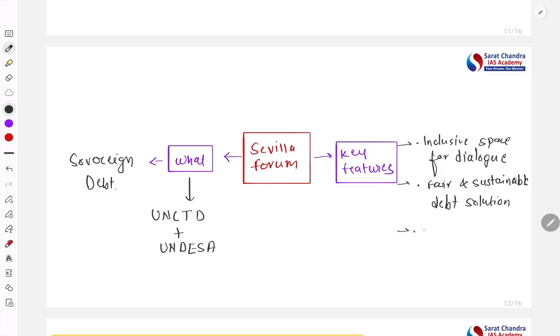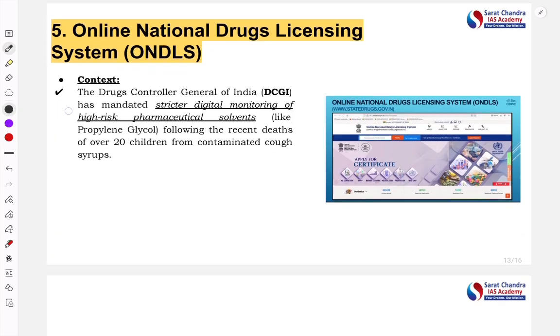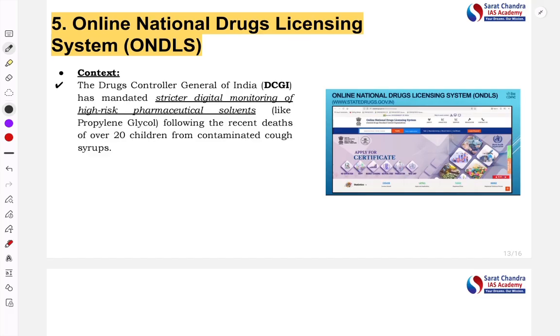Third aspect is that it will create a bridge between the borrower and the creditor, so it will facilitate them. One side is the borrower, one side is the creditor, and it will create a bridge between them. So these are the key features related to the Sevilla Forum. You have to remember. Let's go to the next article, which is related to the online national drug licensing system.